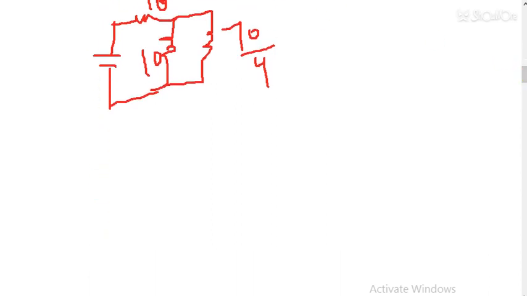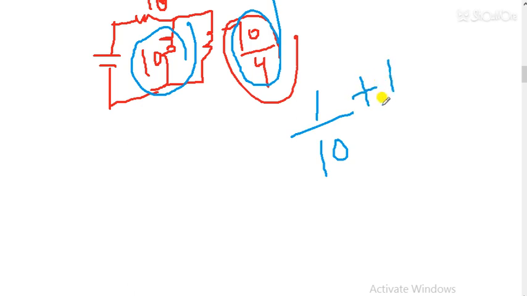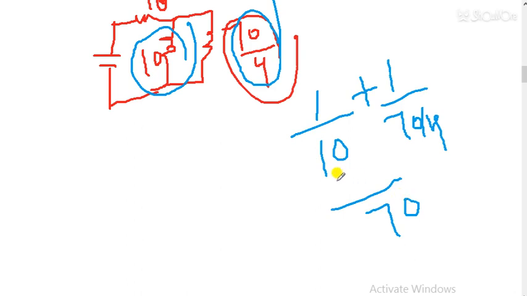Now students, after this 70 by 4, let me change the color. This 70 by 4 and this 10, these two are in parallel combination, so I get 1 by 10 plus 1 by 70 by 4. This calculation you can do at your end. I am just giving you the hint and the values. After solution, LCM will be 70, and 10 sevens are 70, so 7 plus 4 will be here, so you will get the value 70 by 11.